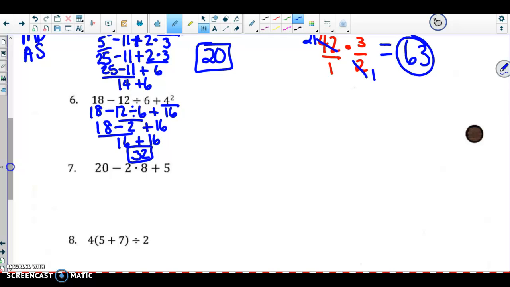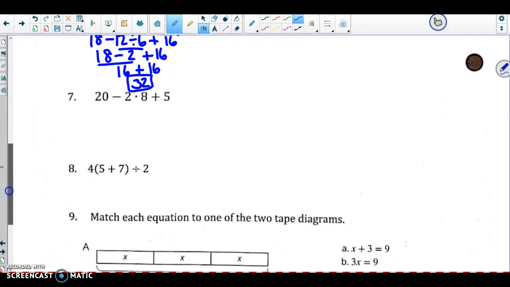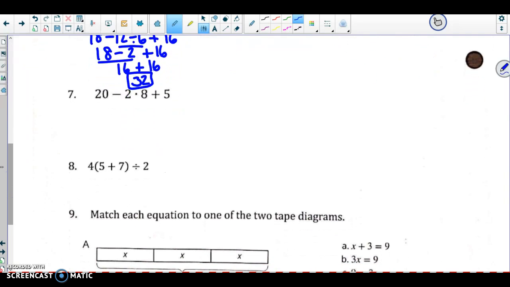All right. Number 7. I have 20 minus 2 times 8 plus 5. I don't have any parentheses. I don't have any exponents, so I'm going to jump right to my multiplication. So multiplication is going to be 16. And I have 20 minus 16 plus 5. Again, we're down to just add and subtract, so I'm going to work left to right. So 20 minus 16 is 4. Plus 5 would give me 9 for the answer.